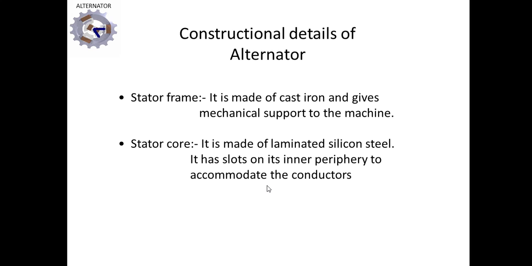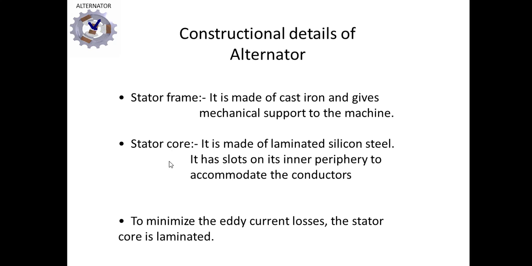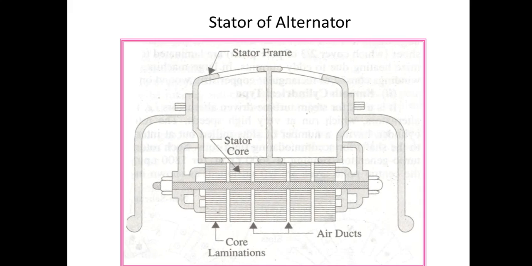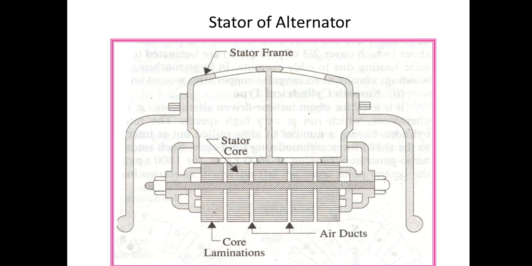Here is the stator frame and the stator core. Now coming to the laminations. The stator core is laminated with silicon steel to minimize the eddy current losses in the stator core. In the front side view, we see the air ducts. Between the laminations, the air ducts provide cooling to keep the armature conductors from overheating.